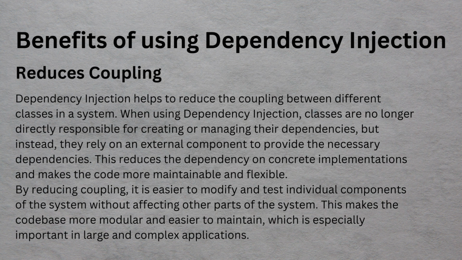By reducing coupling, it is easier to modify and test individual components of the system without affecting other parts of the system. This makes the code base more modular and easier to maintain, which is especially important in large and complex applications.